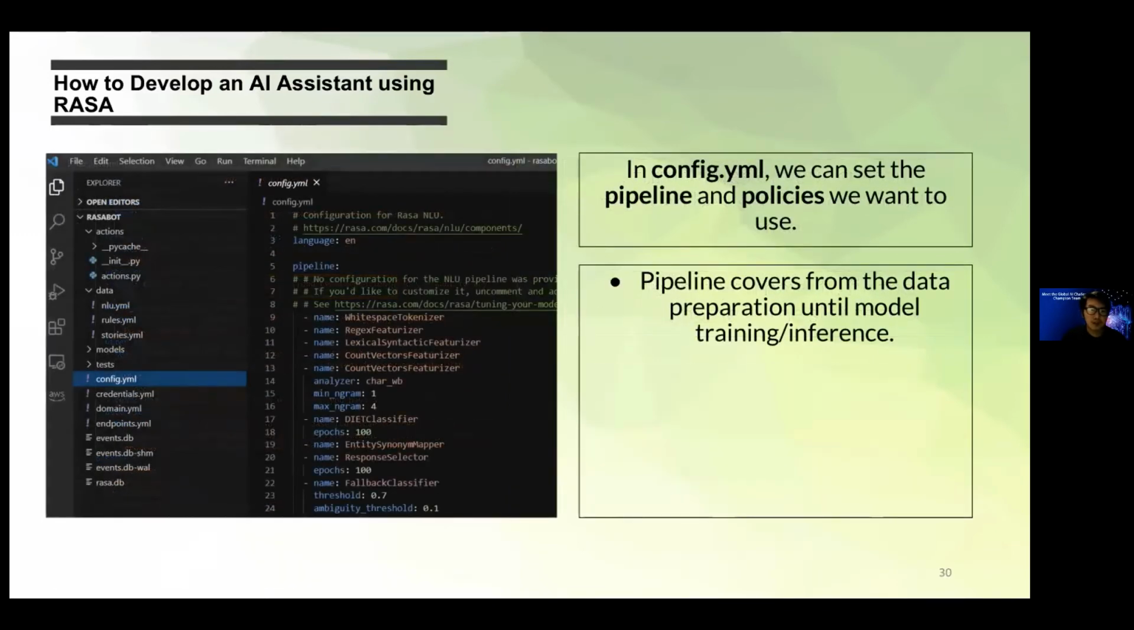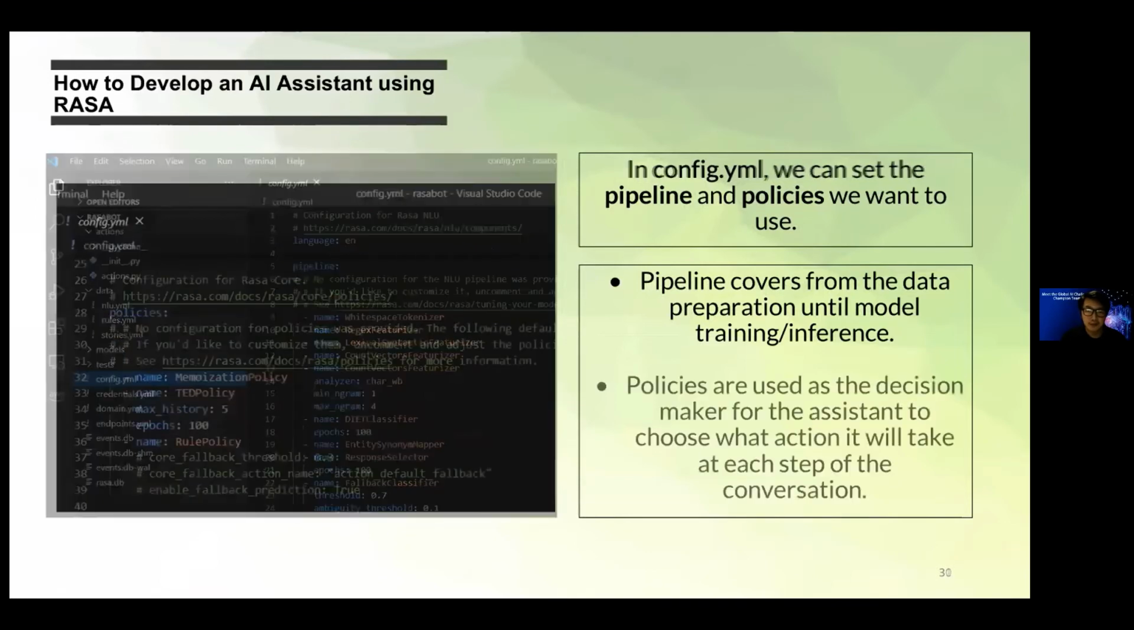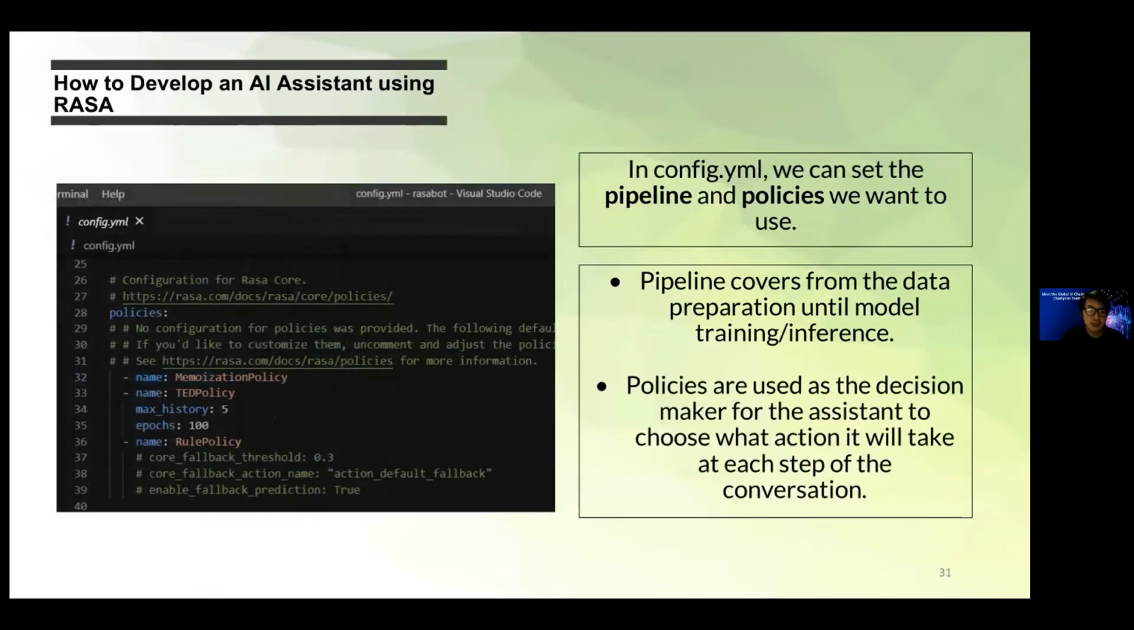In config.yaml, we can set the pipeline and policies we want to use. So the pipeline covers from the data preparation until model training and inference. So this is just the setting, the setup for our model and the pipeline. And policies are used as the decision maker for the assistant to choose what action it will take at each step of the conversation.